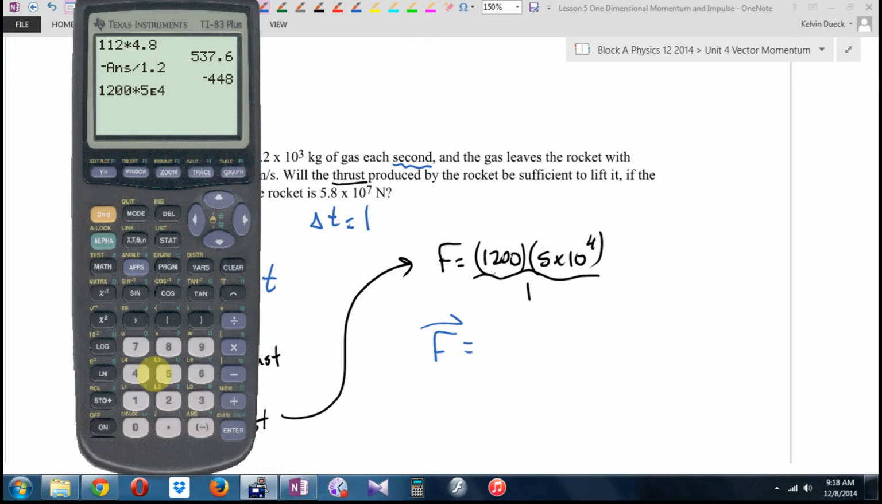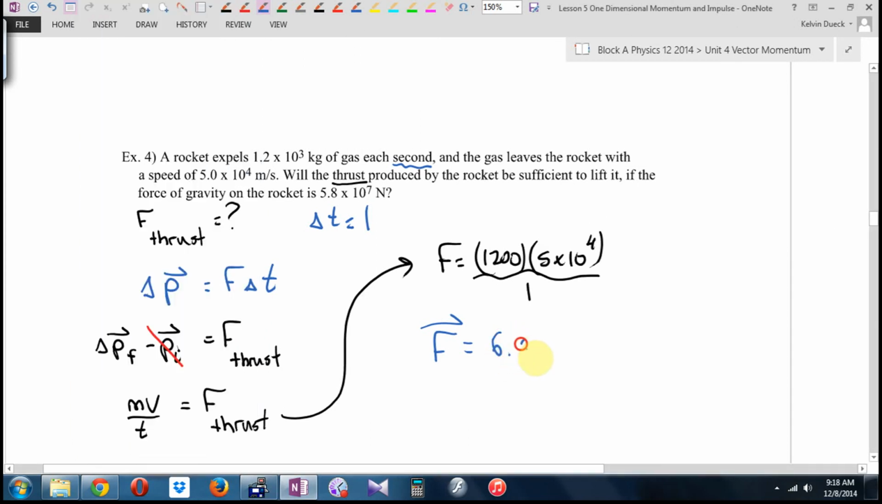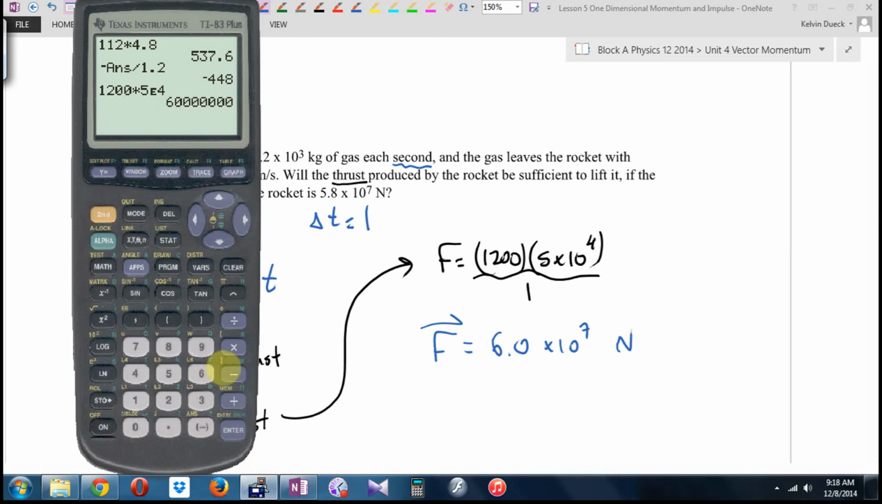So, a little rocket science. Oh, I better double check. 1, 2, 3, 4, 5, 6, 7. You know what? The force is 6.0 times 10 to the 7th newtons. Gravity's pulling down at 5.8 times 10 to the 7th newtons. There's a little bit of extra force left. In fact, if I wanted to, I could go winner minus loser. There's my net force. And if I divided that by the mass, I could find my acceleration.